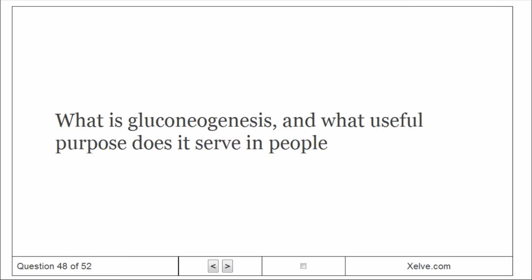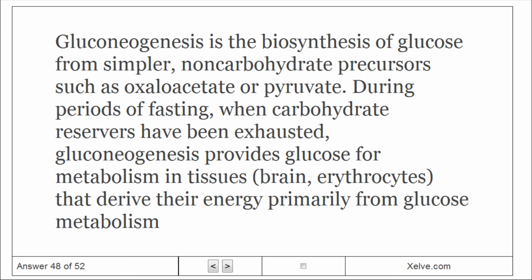What is gluconeogenesis, and what useful purpose does it serve in people? Gluconeogenesis is the biosynthesis of glucose from simpler, non-carbohydrate precursors such as oxaloacetate or pyruvate, during periods of fasting, when carbohydrate reservoirs have been exhausted. Gluconeogenesis provides glucose for metabolism in tissues, brain, erythrocytes, that derive their energy primarily from glucose metabolism.